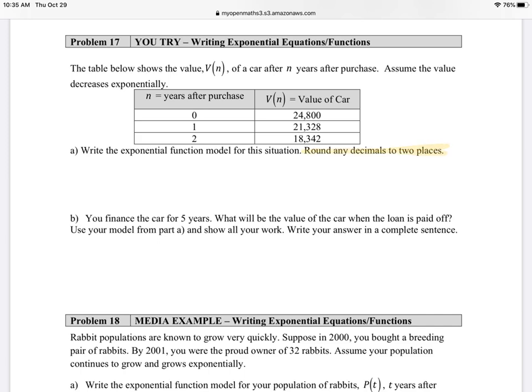Now what we want to pick up on with this one is that we're using n for the input and V of n for the output, so we want to make sure we're using the correct variables and the correct exponents and that kind of thing. So when we write our exponential function for this, we're going to have V of n equals, and then I'm going to find my initial value, and I'm going to find my common ratio, and I'm going to put those two things into the exponential function. So remember, your initial value is always the value where your input is 0. So in this table, my input is 0 right here. So that means my initial value is 24,800. Remember, that goes in the position of A. So 24,800.